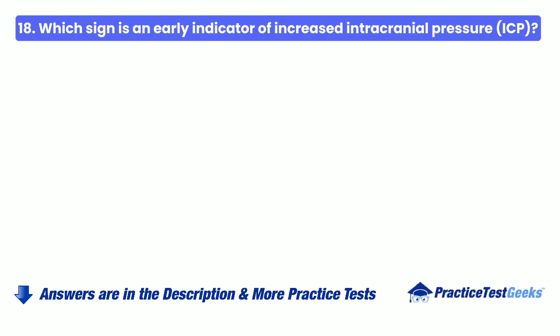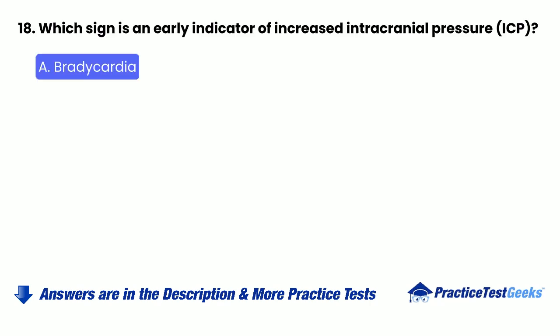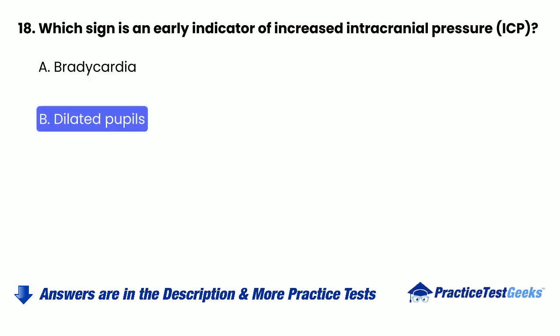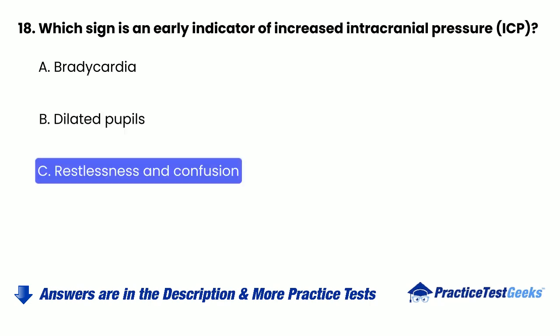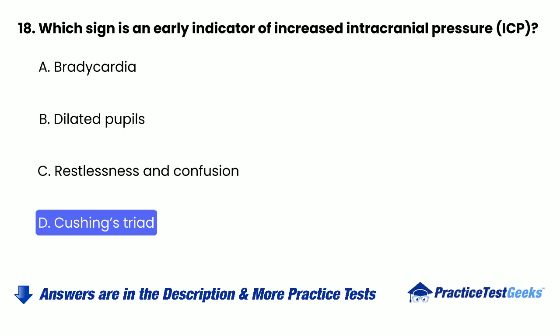18. Which sign is an early indicator of increased intracranial pressure or ICP? A. Bradycardia. B. Dilated pupils. C. Restlessness and confusion. D. Cushing's triad.